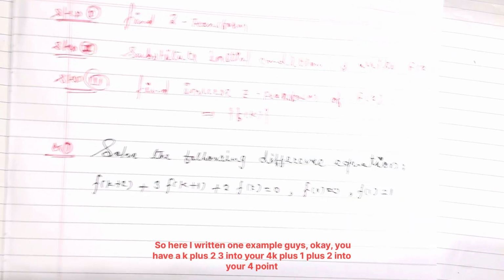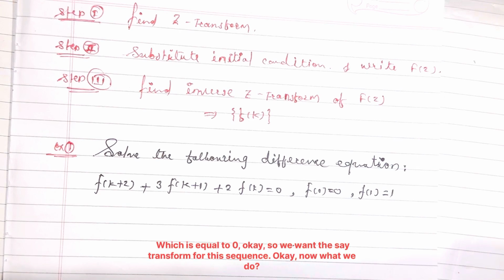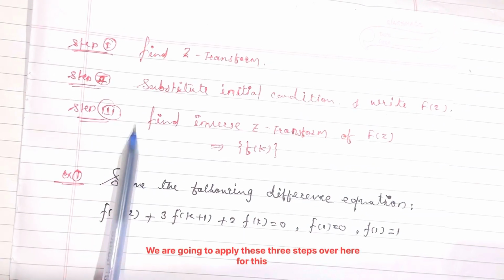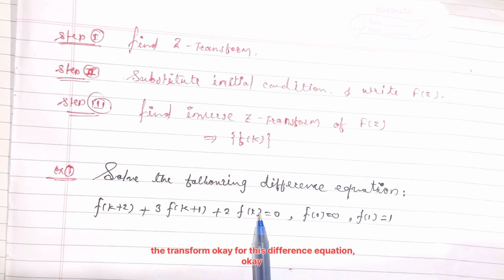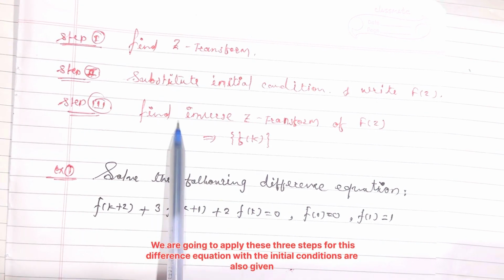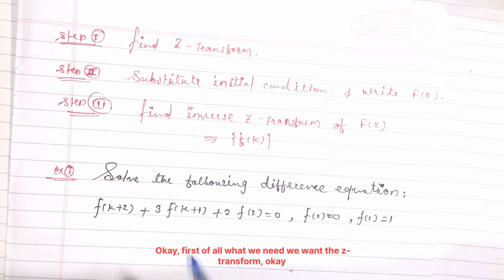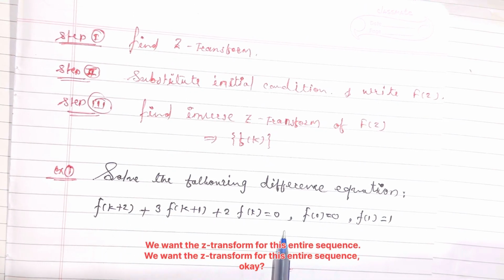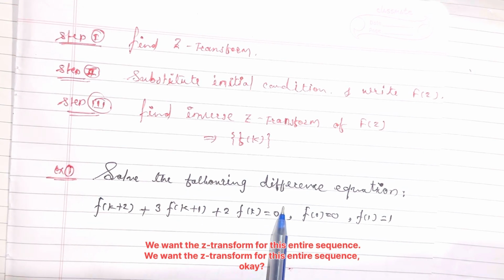Here I have written one example: f of k plus 2, minus 3 into f of k plus 1, plus 2 into f of k, which is equal to 0. We want the Z transform for this sequence. We are going to apply these three steps for this difference equation, with the initial conditions also given. First of all, we want the Z transform of this entire sequence.